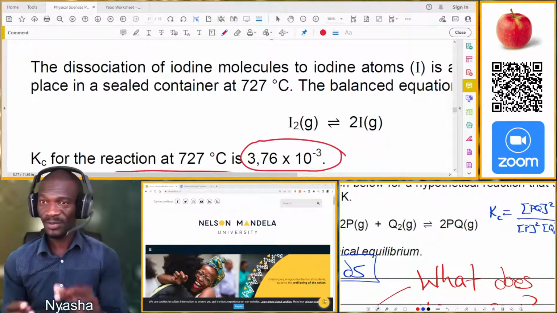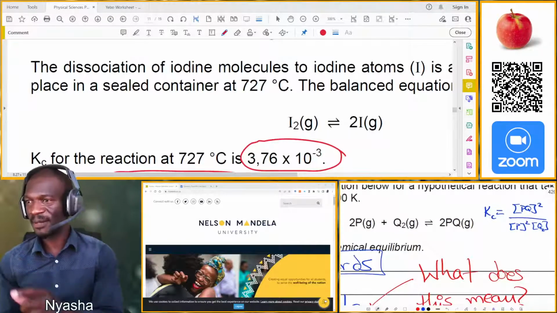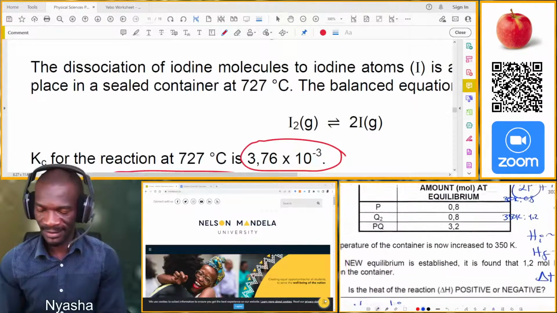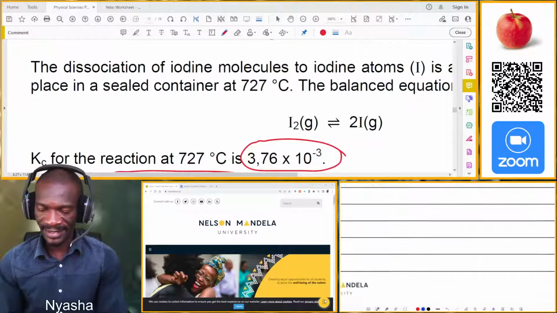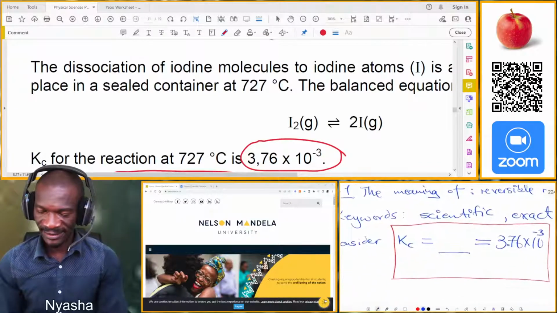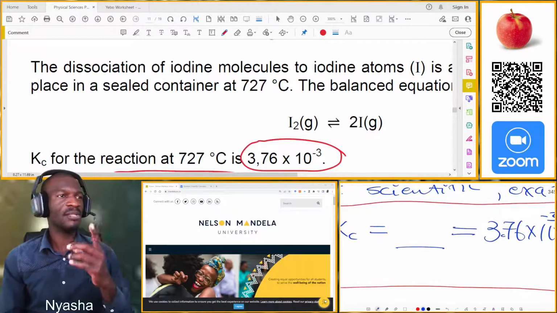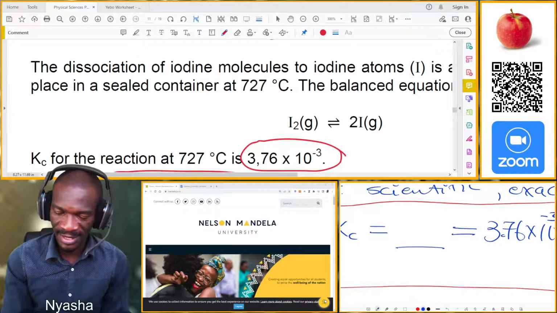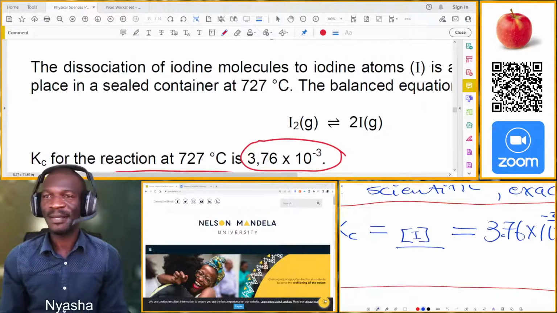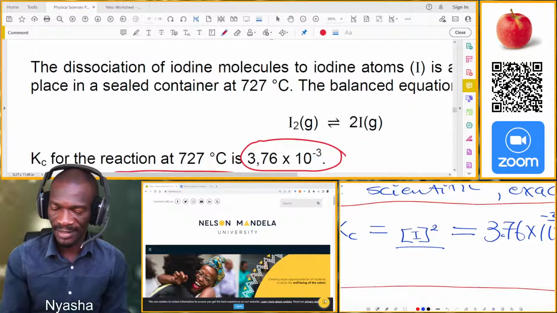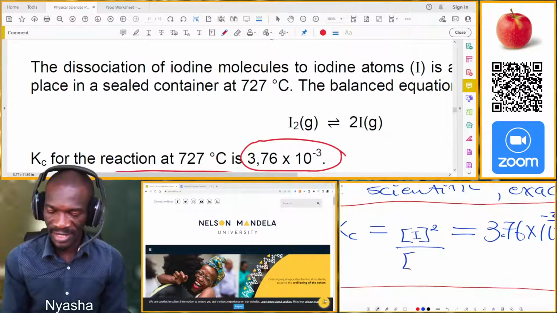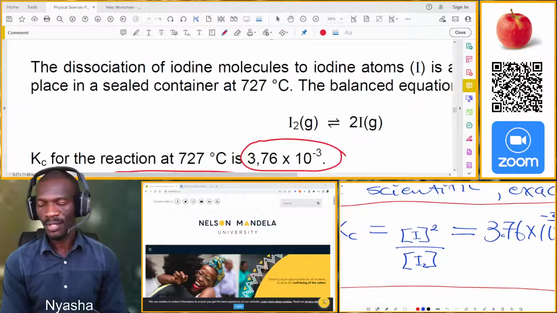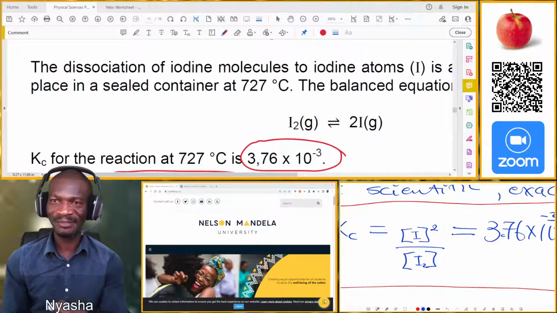Did you see that? So next is the same thing for this particular case, for the iodine reaction. So what do we put in the numerator? In the numerator, we have the products, and that is just the iodine gas. So this is the monoatomic gas, and it is raised to the power of 2. In the denominator, we have the reactants, and we have the iodine molecule. So this is our expression of the chemical equilibrium constant.